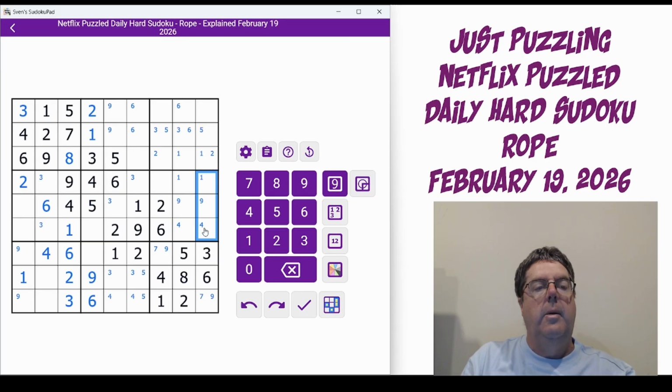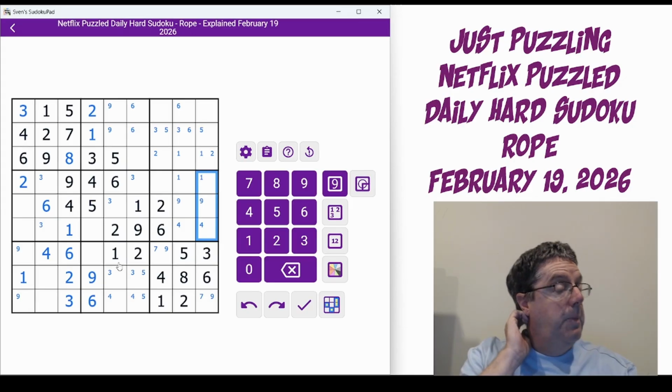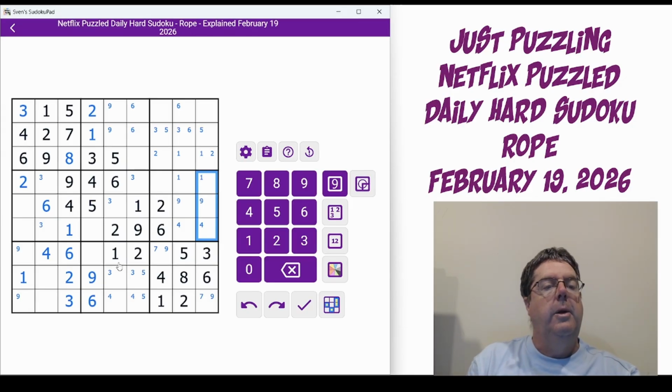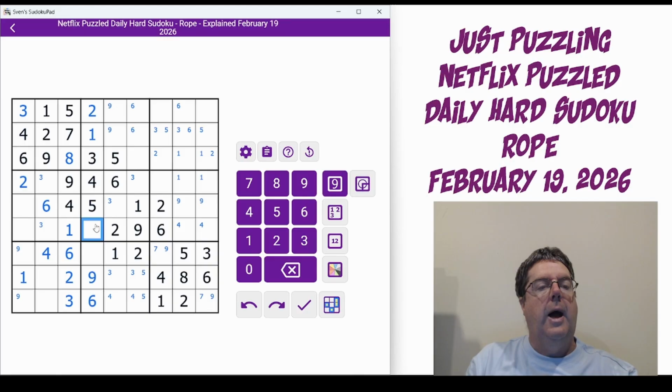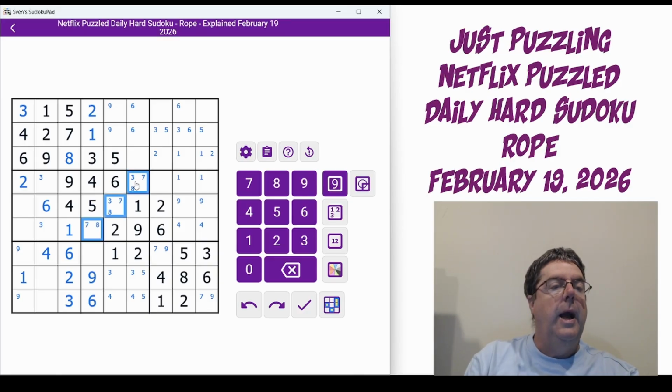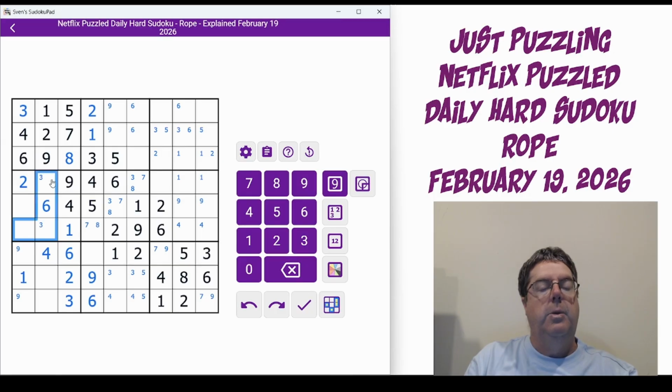9. 9's there. 9's there. Alright. Done pretty better than I thought we would have by now. So I'm going to start putting in some more notes. So let's start here. These can all be a 7 and 8. 1, 2, 3, 4, 5. 5 can't be here, so 5 is one of these. 6, 7, 8. So 7 and 8 can be in all of them.